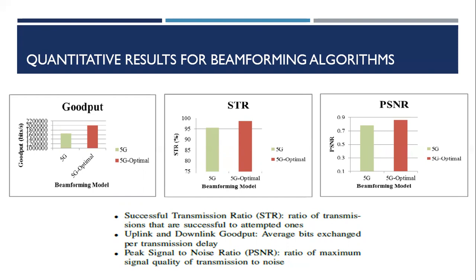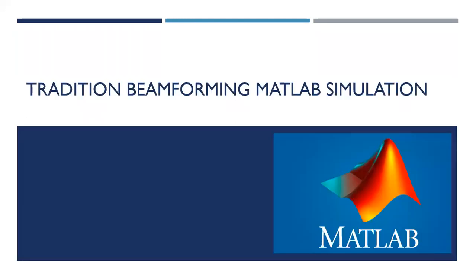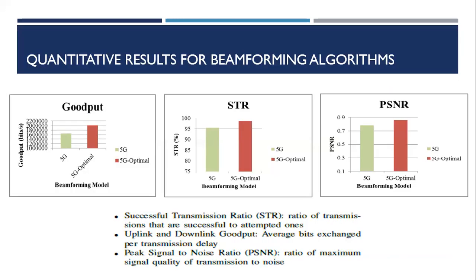So in short, this slide tells us that the 5G optimal, 5G in addition with the optimal beamforming, would provide a much more robust system in terms of goodput, STR and PSNR as well. Right. So this is where I will conclude the presentation, and I will move on towards the simulation.